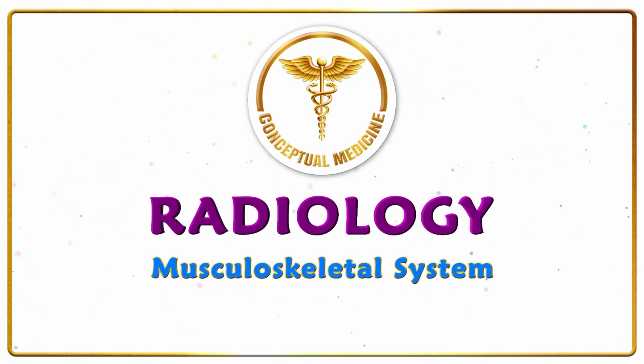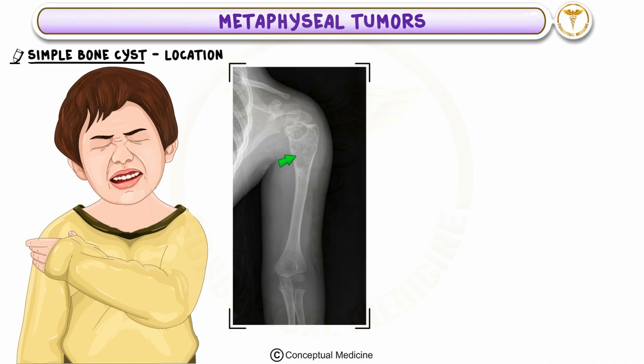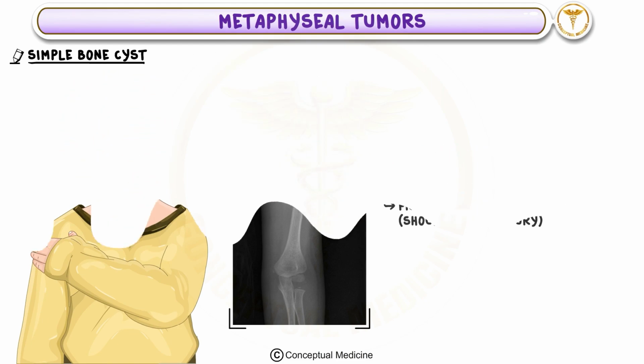Musculoskeletal Radiology. Bone tumors. Metaphyseal tumors. Simple bone cyst. Location. Simple bone cysts are most commonly found in the proximal humerus, a frequent finding in young patients with shoulder pain or injury.